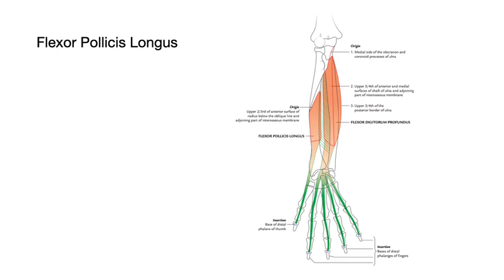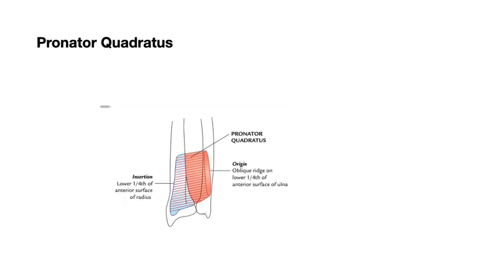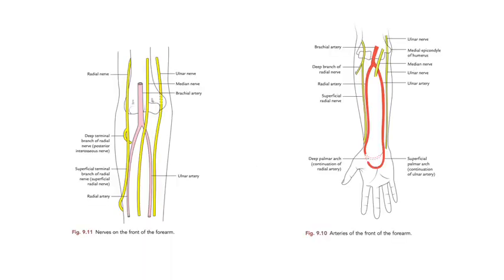forearm. Then pronator quadratus, another deep muscle of the front of the forearm. It is a quadrilateral muscle. And if you can see, the origin and insertion are from the lower 1/4 of the anterior surface of the shaft of the ulna to the shaft of the radius. Nerve supply is the anterior interosseous nerve. What will the action be? Pronation along with the pronator teres. So these are the muscles of the front of the forearm.